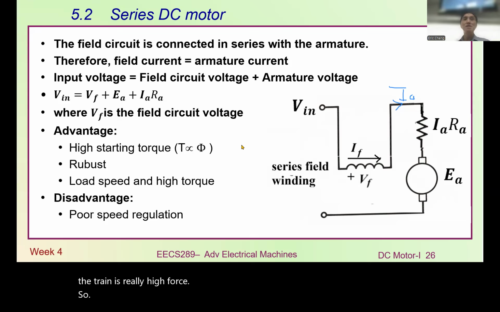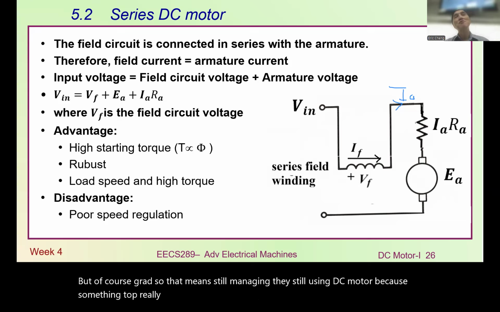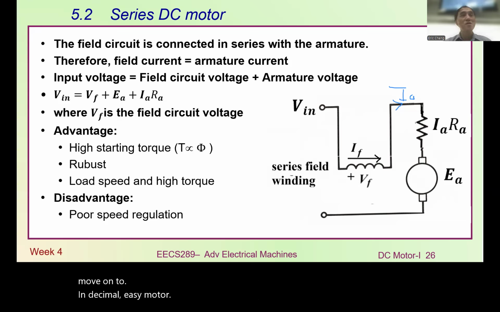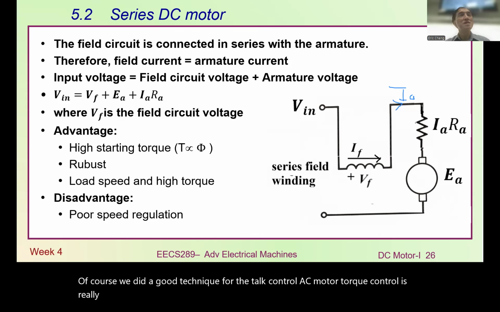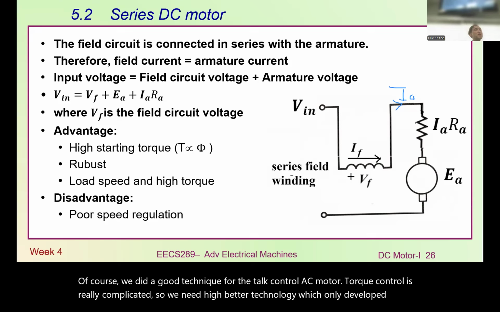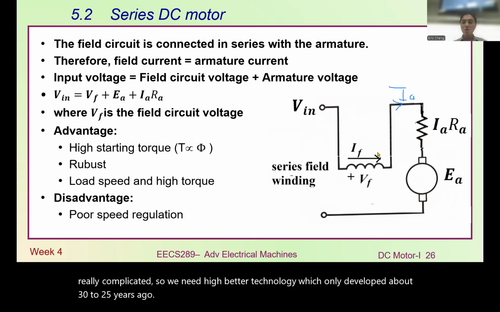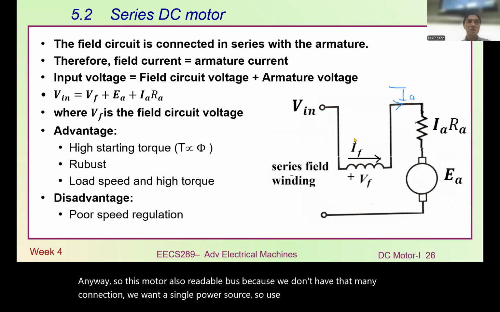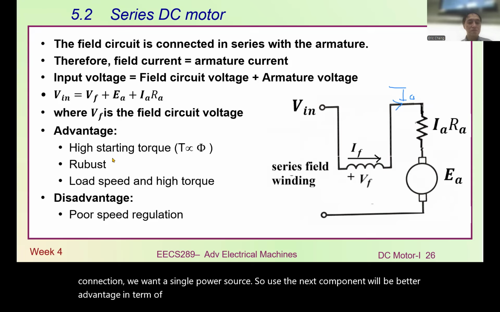But of course, many trains are still using DC motor because the starting torque is really high. And gradually, about 20 years ago, we started to move on to industrial motor, AC motor. But of course, we need a good technique for the torque control. AC motor torque control is really complicated. So we needed better technology, which was only developed about 25 to 30 years ago. Anyway, this motor is also really robust, and because we don't have that many connections, we want a single power source, so usually fewer components will be better in terms of robustness.